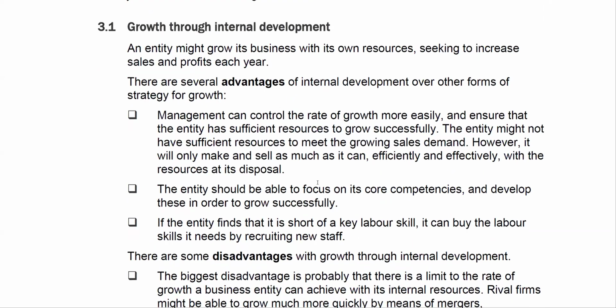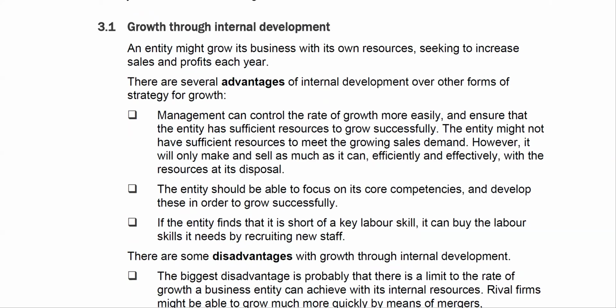So let's look at growth through internal development. Now, an entity might grow its business with its own resources, seeking to increase sales and profits each year. There are several advantages of internal development over other forms of strategy for growth. Management can control the rate of growth more easily because they are using their own resources, right? And these are the advantages of internal development over other strategies for growth.